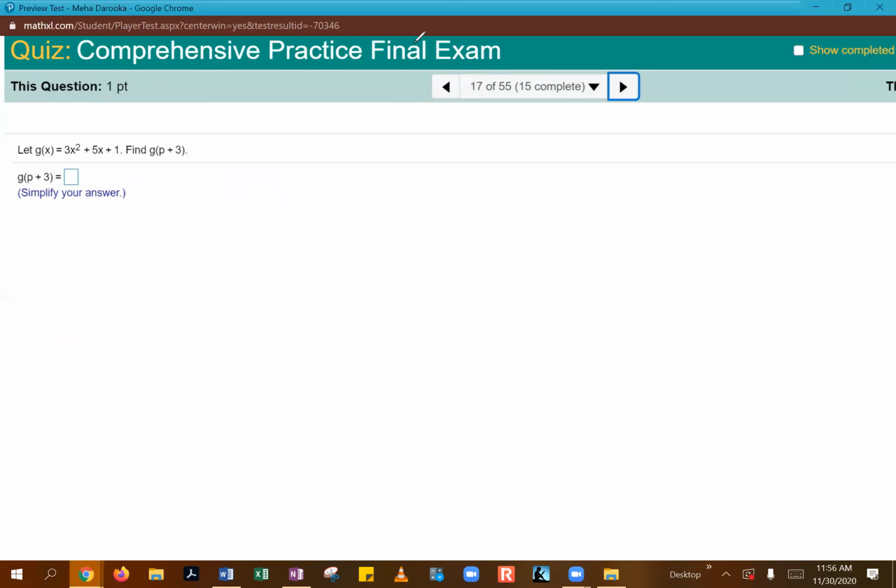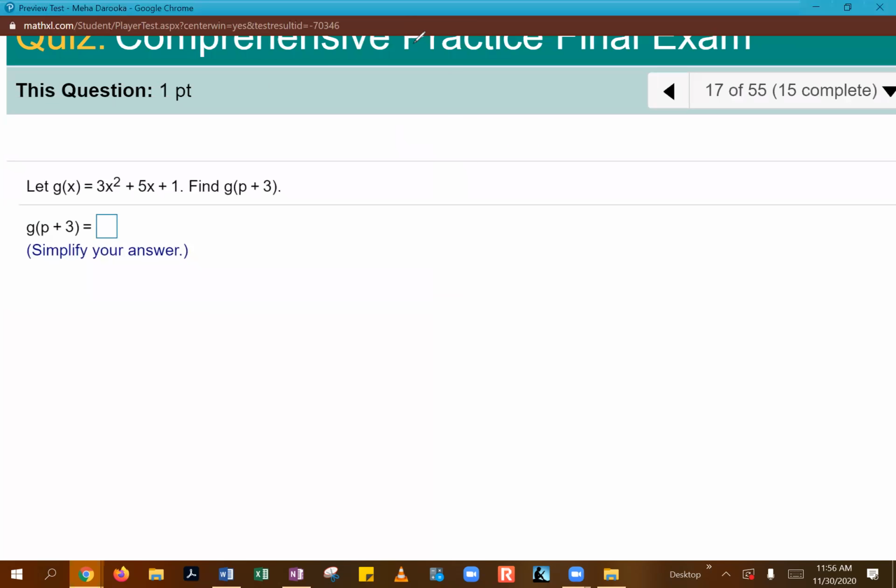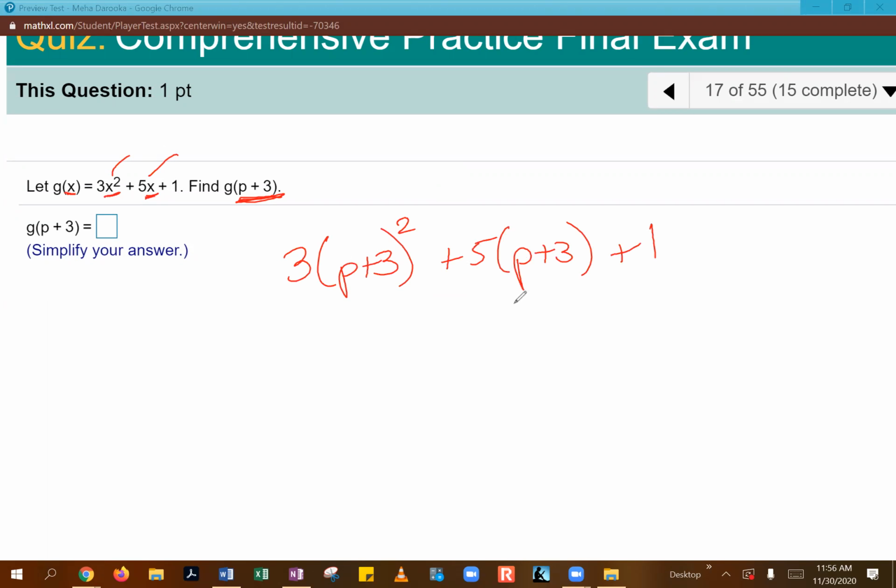So we had looked at this last time. This is of course where you just plug in, wherever you see the X in your function, replace that with P plus 3. So everywhere that you have the X, and I'm not going to simplify this, I'll let you guys do this in practice, everywhere that you see the X, replace it with this expression P plus 3.